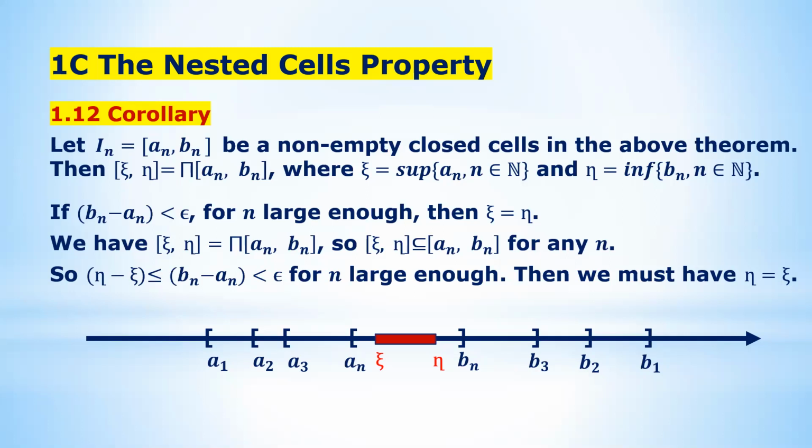But I know that Bn minus An is less than epsilon for n large enough. So this indicates that η minus C is less than epsilon for any epsilon, no matter how small epsilon is. So this indicates that there's only one possibility: η equals C. That's how we prove this result.